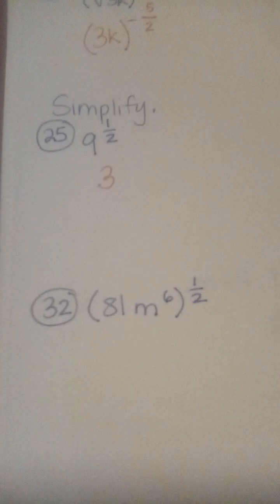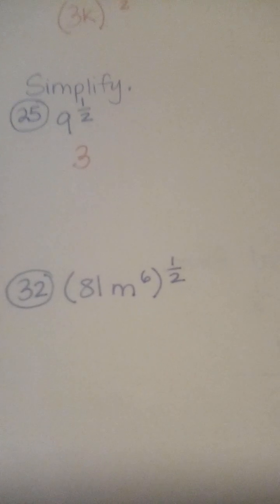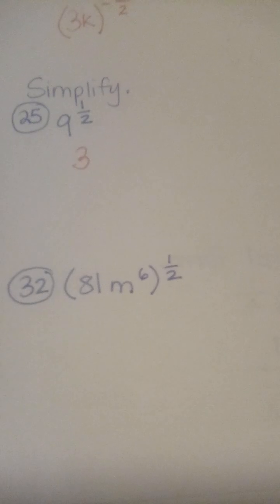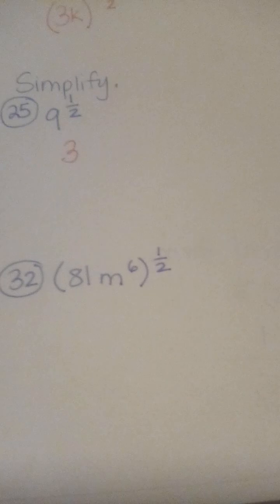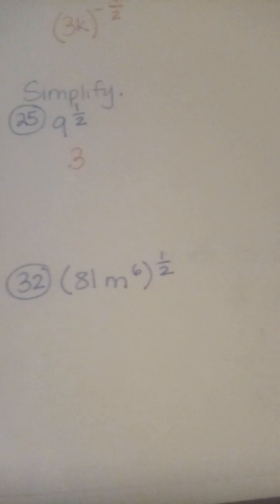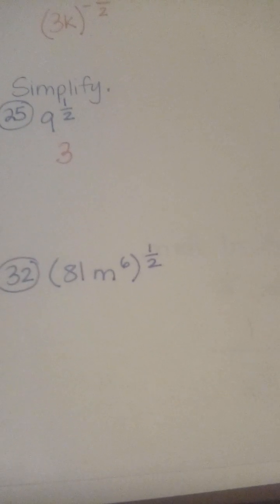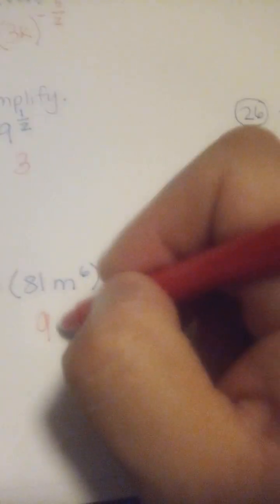For 32, we have open parentheses, 81 m to the 6, close parentheses, to the power of 1/2. All right, so what is the base? The base is 81, right? Is 81 a square root? Yes. What number do we get? 9, right? What's the variable? M.